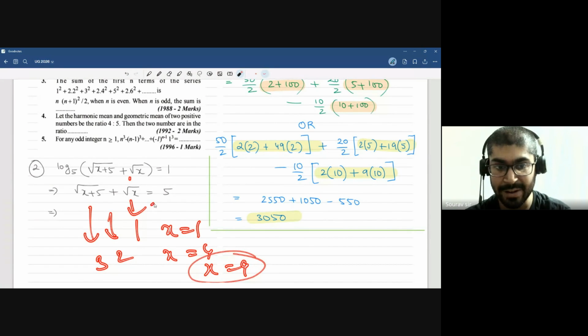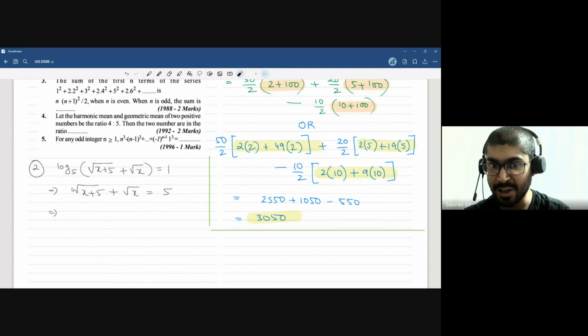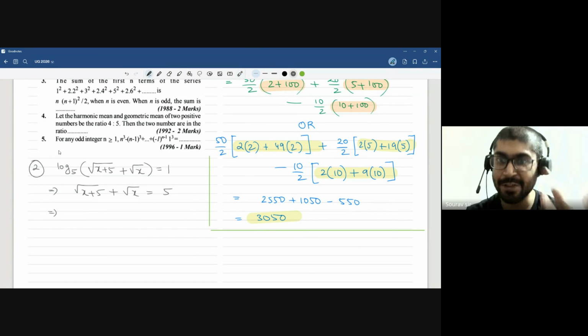If this is 9, then you will get 3 here, but you will get root 14 here. So the only whole square that is near to 5 is 5 plus 4, which will give you 9. The next one is 5 plus 11, and this one does not have a square root. Okay, so that is how you can intuitively get the answer. But otherwise you will just square it.